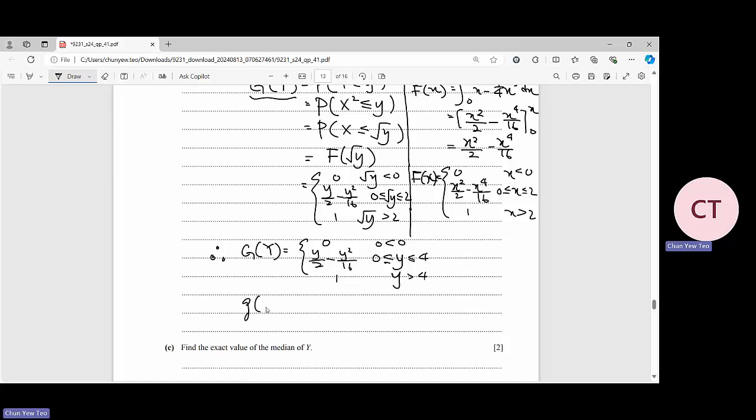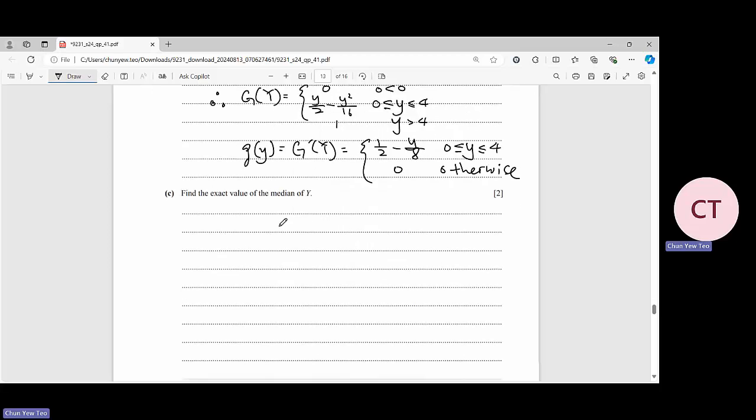But they want the PDF, not the CDF. So we need to differentiate. Differentiate, then you will get, for the middle one, a half minus y over 8 for y from 0 to 4. The rest are 0. Done. This will be the answer for question B.